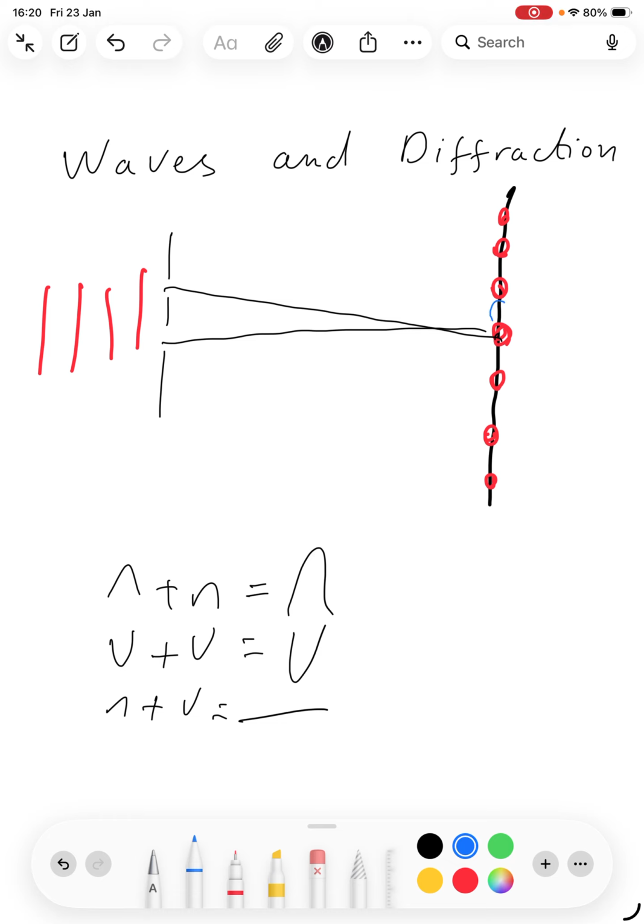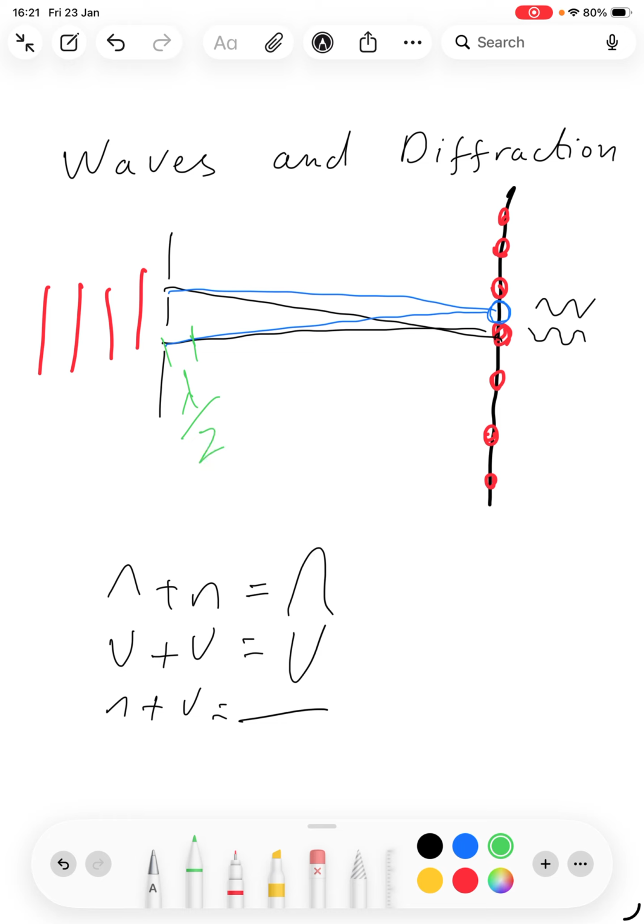If we're looking here, that's dark there. The waves from the bottom slit have travelled further than the waves from the top slit. The waves are now out of phase, so our two wave trains are like this. They are out of phase and they will add up to give low amplitude and a dark spot. And that's because these blue waves have travelled half a wavelength further, putting them out of phase.